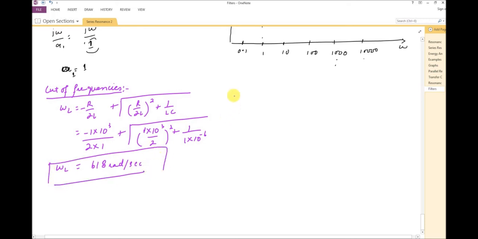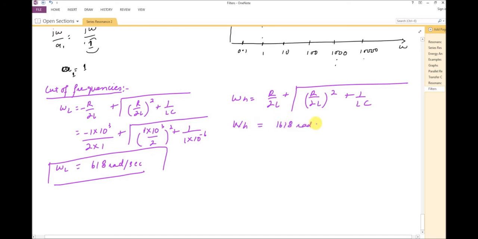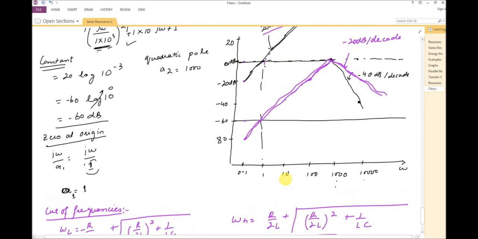Similarly, for the higher cutoff frequency, it is equal to R/2L + √((R/2L)² + 1/LC). So after putting the values of the elements, I will get the higher cutoff frequency equal to 1618 radian per second. So now we have two frequencies. The lower cutoff frequency is 618. It will be somewhere here, 618, and the higher cutoff frequency is 1618, right?